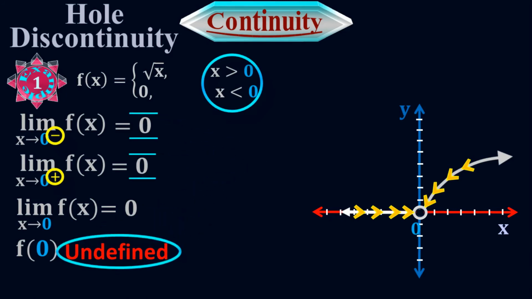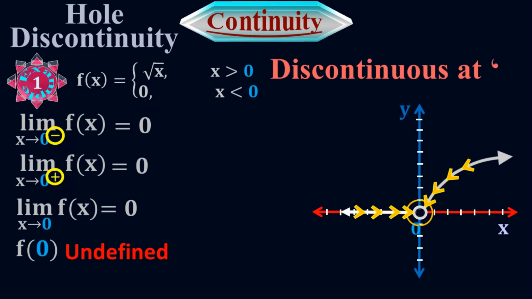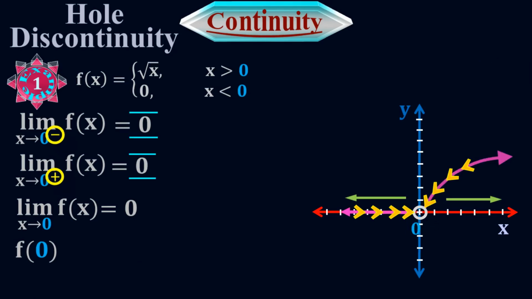My regular limit is 0. My actual value is not even defined, so they are not equal to each other. Therefore, at x equals 0, the function is discontinuous. At this point, I have a discontinuity. But what kind of discontinuity? A hole discontinuity. We have discussed last time that a hole discontinuity is a removable discontinuity. So I can remove this discontinuity from here. Let me replace the empty circle with a fill-in circle here.